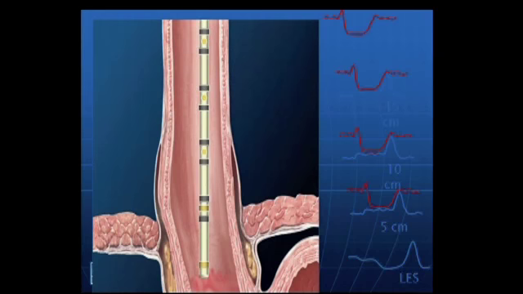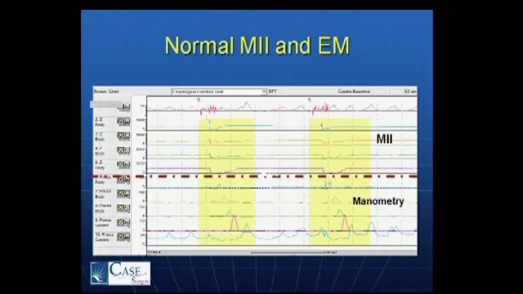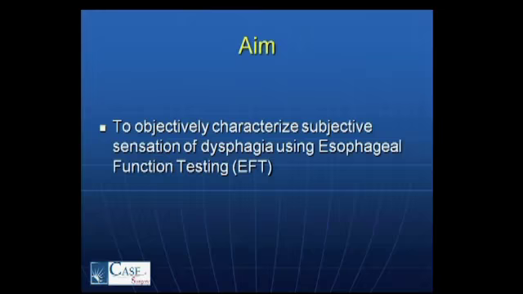This is the manometry and impedance catheter that we used for our study, and we can see the impedance sensors with pressure sensors positioned. This is how the normal impedance and manometry tracings look on analysis.